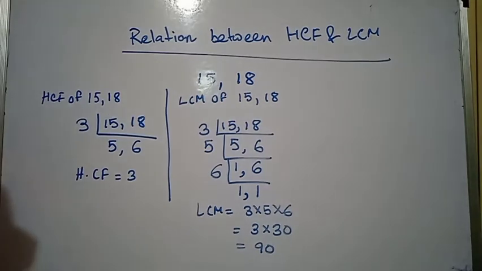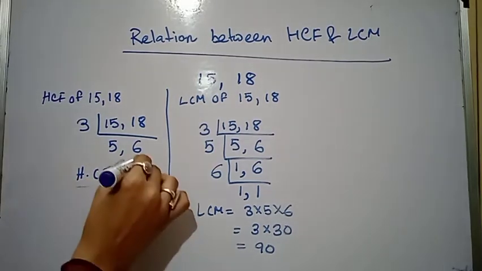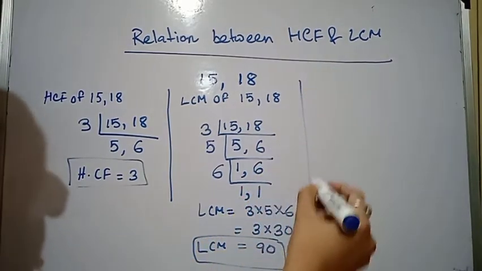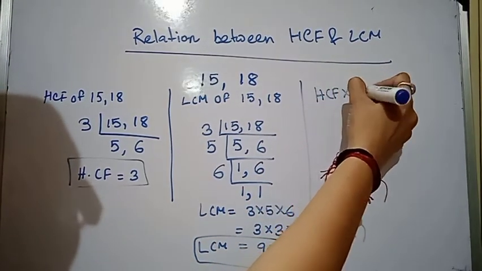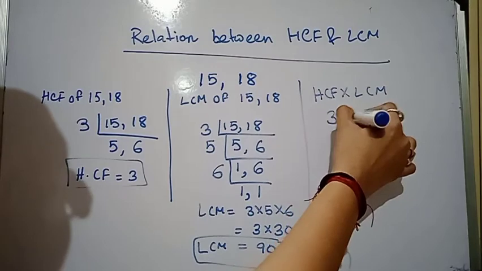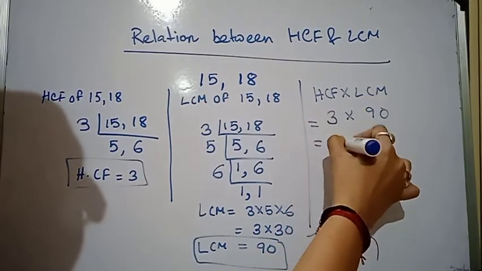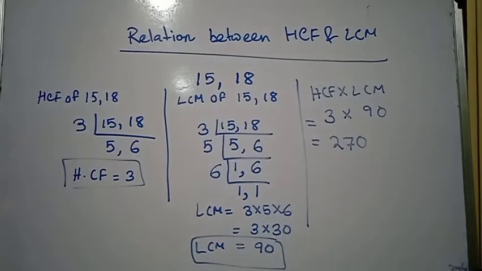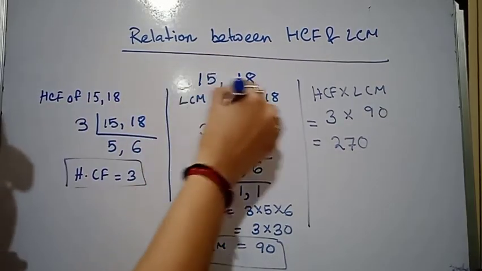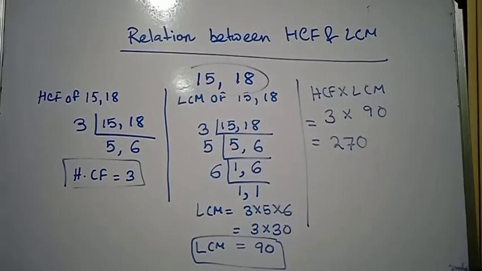Now to find the relation between HCF and LCM, we are going to multiply the HCF and LCM. The HCF is 3, so 3 multiplied by 90. My answer will be 270. So what is the relation between these? To find out, we are going to multiply the two given numbers, in this case 15 and 18.